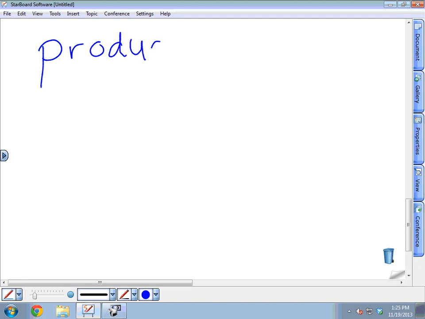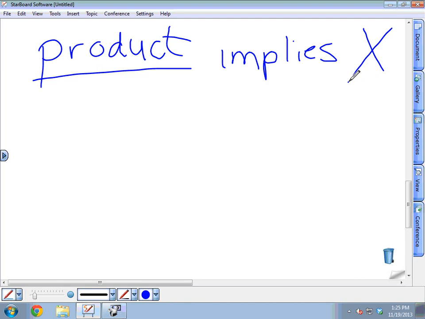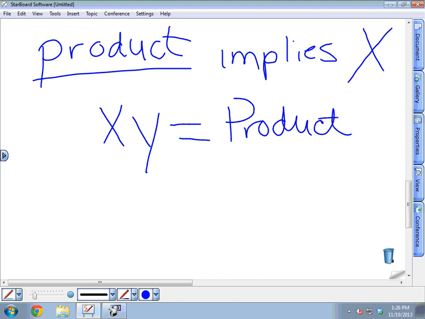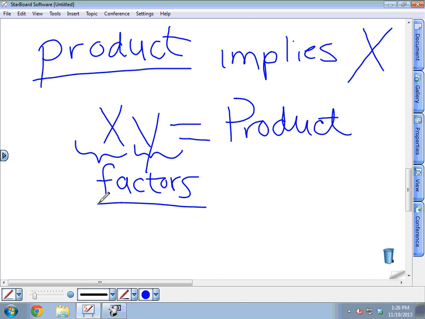So first of all, when you see the word product, it implies multiplication. When you hear the word product, it implies that you're multiplying some things together. X times Y equals the product. So when you multiply things together, you get a product. We call these things that we multiply together factors. So when you hear the word factors, that's what we're talking about: the things that we're multiplying together in order to get a product.